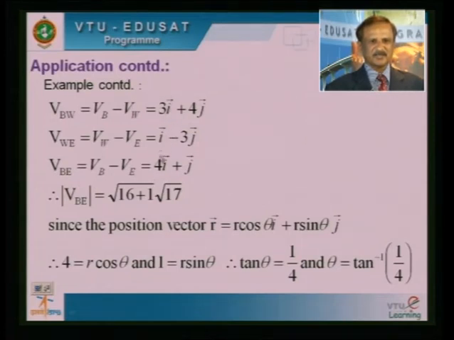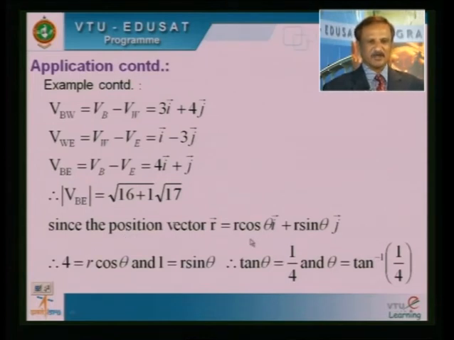3i plus i, so that is 4i. 4j minus 3j is j. It means you can calculate VBE from the above two equations. Is it clear? So therefore, for VBE you can calculate the magnitude: square root of 4 squared plus 1 squared. So square root of 16 plus 1, that is equal to square root of 17.